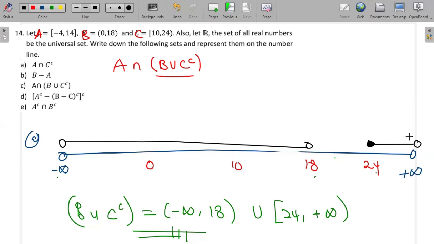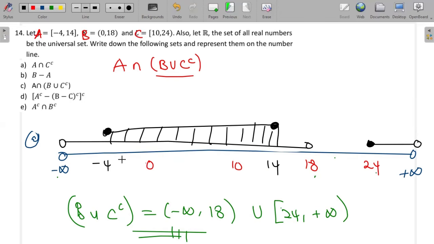Now I want to intersect this part that I've drawn here with the A. But the A is from minus 4, which will be somewhere here, to 14, which will be somewhere here. So we shade there. Where can we see the intersection? It's just this part here. So this set will just be equal to the set A itself, because we can see the set A is within this B union C complement. So the answer is just set A.